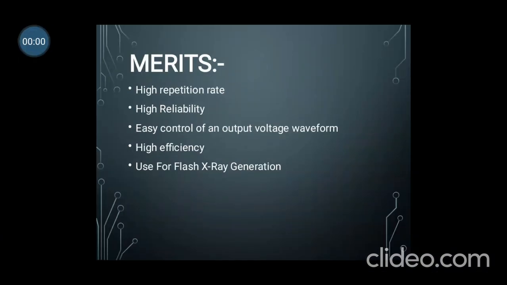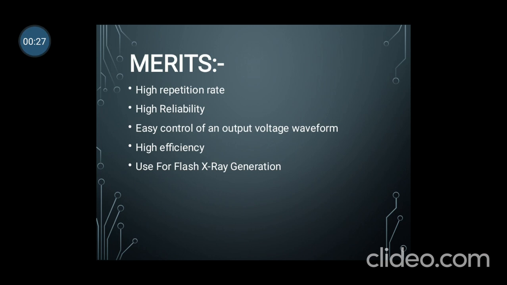Hello everyone, this is Akash Patil. Let us discuss the merits and demerits of the impulse voltage generator. Let us discuss the merits first. The impulse voltage generator has a very high repetition rate. It has very high reliability and easy control of the output voltage waveform. It also has very high efficiency, and it is used for flash X-ray generation.